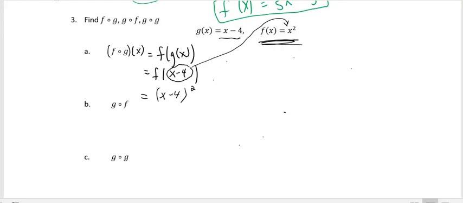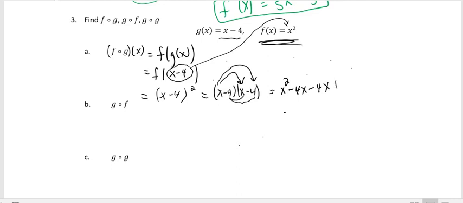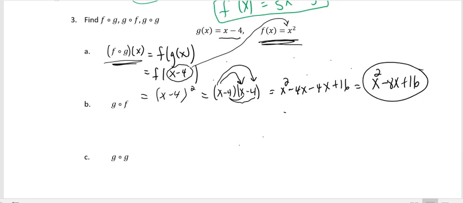And then you want to multiply this out. So this is the same as x minus 4 times x minus 4. Multiply it out. So we get x times x is x squared. X times negative 4 is negative 4x. Negative 4 times x is negative 4x. Negative times negative is a positive 16. Gather your like terms. So your composition is equal to x squared minus 8x plus 16.